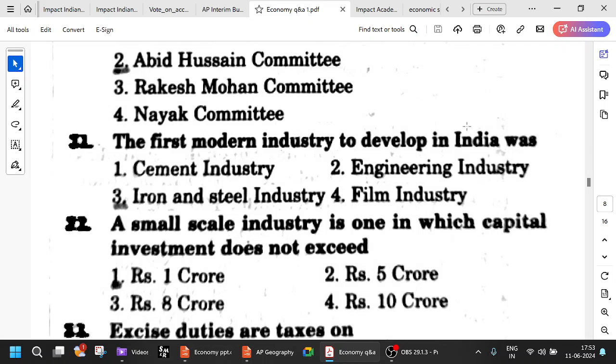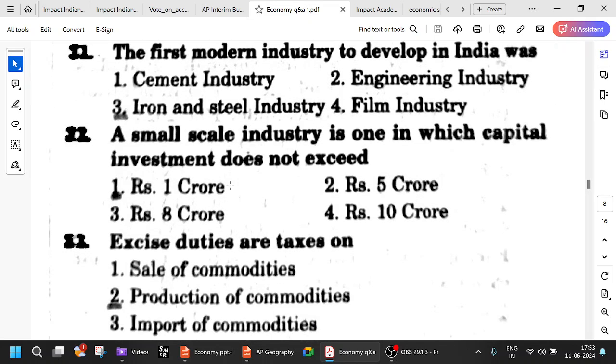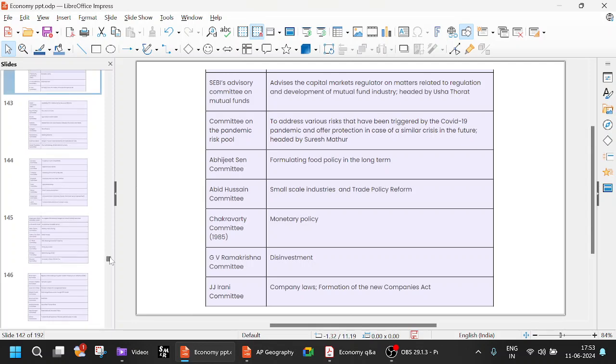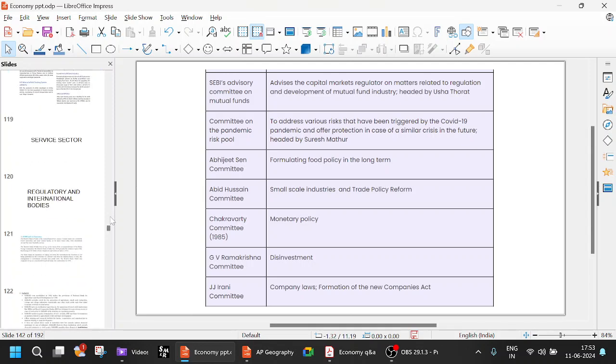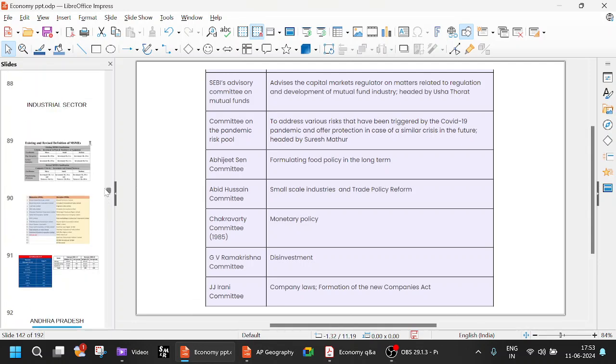The first modern industry to develop in India, I am sure everyone is aware, is the iron and steel industry. Film industry and all these things came later, engineering industry, and in general, the first modern industry to develop in India is the iron and steel industry. Even pre-independence, we had Jamshedji Tata steel industry, several steel industries. We had help from Russia, Britain, Germany, etc. The small scale industry is one in which capital investment does not exceed... This classification is also important. Within industries, you have micro, small, medium, right? That classification is also very important.